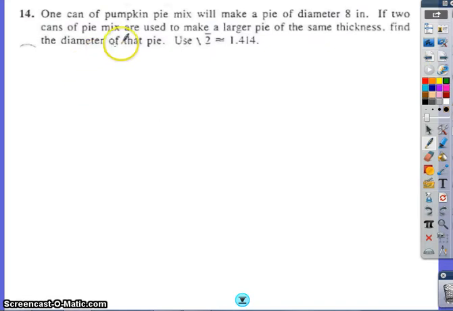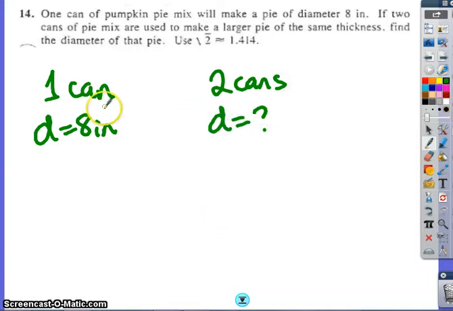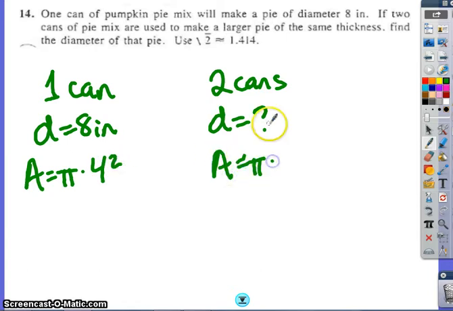A similar problem here, talking about pumpkin pie mix. 1 can is going to be used to make a pizza pie of diameter 8 inches. If 2 cans are used, they want to know what is going to be the diameter of that pie. Again, this is not a linear thing compared to something that's going to cover an area, so we have to change this to area. So area equals pi, my radius for this one is 4 squared, and area equals pi, my radius for this one I don't know, so I'm going to leave it as r squared.